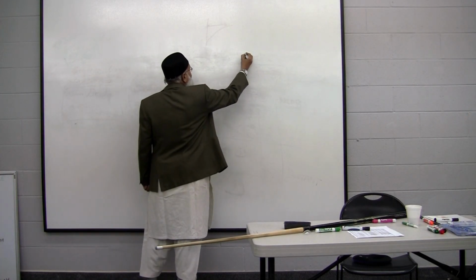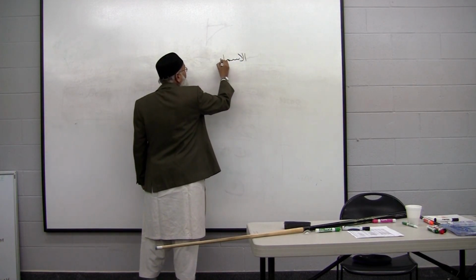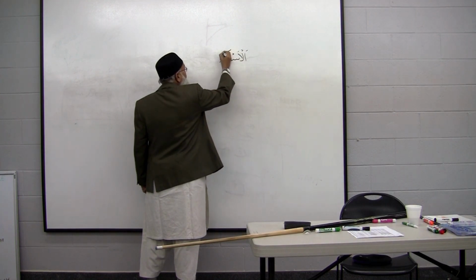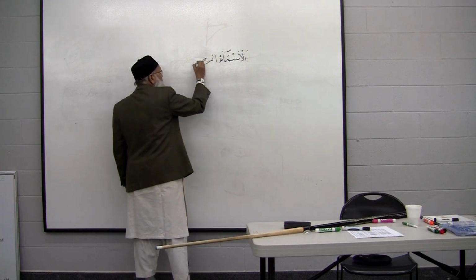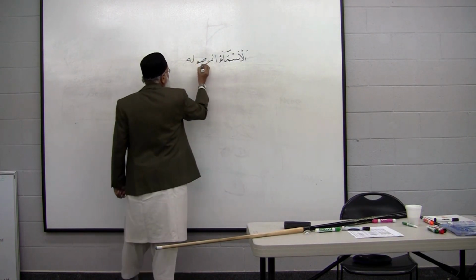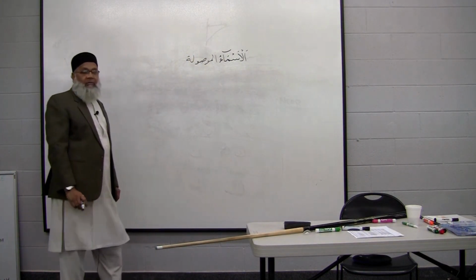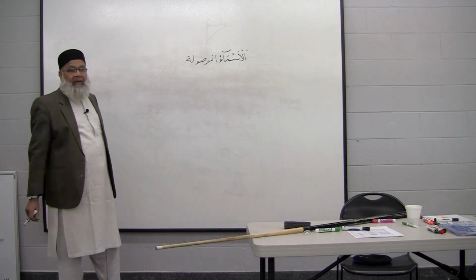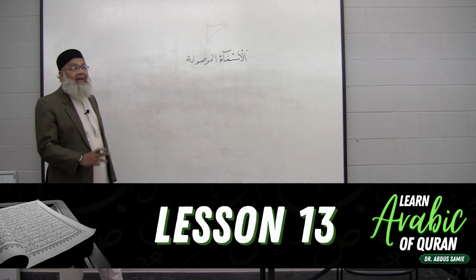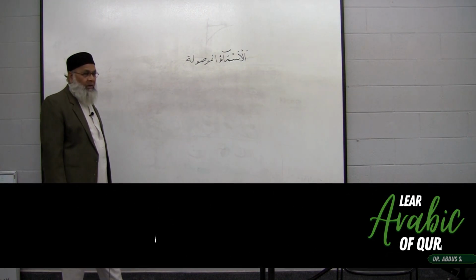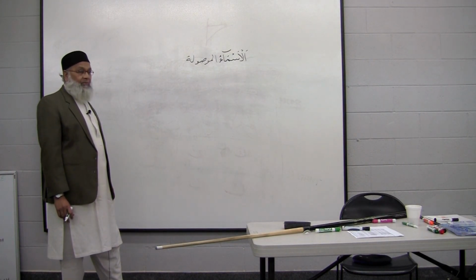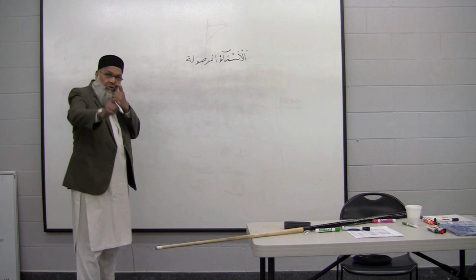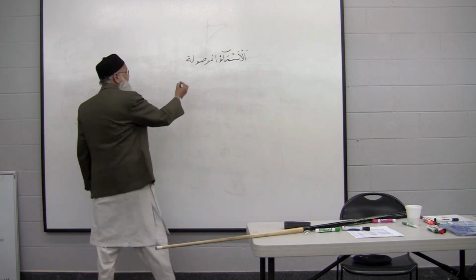Al asma'ul mawsula. Conjunctive nouns. This is the word "that," not for demonstration, but for reference, to attach to some other reference. All that glitters is not gold. Right? In English also, you use it in plural. All those who are in the class will have to do such and such. So here, "those" is not by demonstration, it's just for reference. Al asma'ul mawsula.